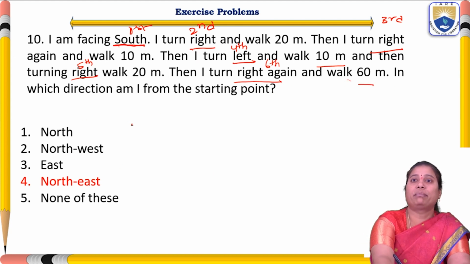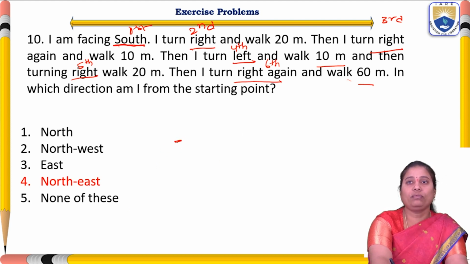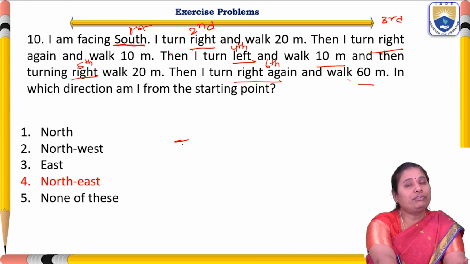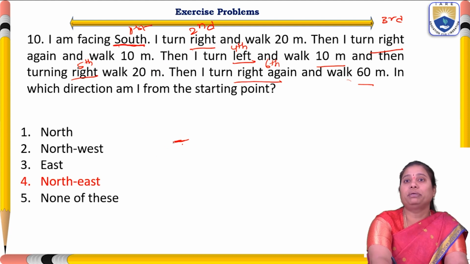In which direction am I from the starting point? First they are facing the south direction, downside. From this south, he has turned right. If you have forgotten this, in which direction they turned right, then definitely this problem will go wrong. So from the south, right means he is moving in the west.